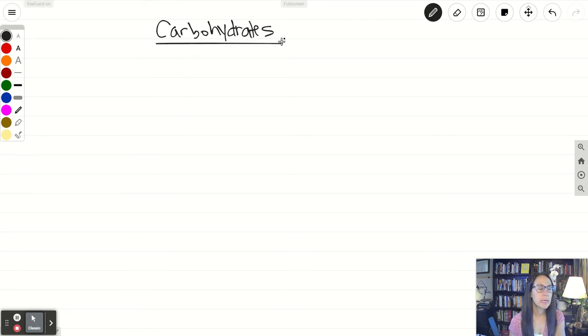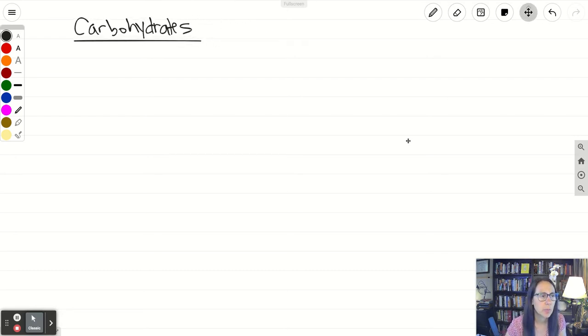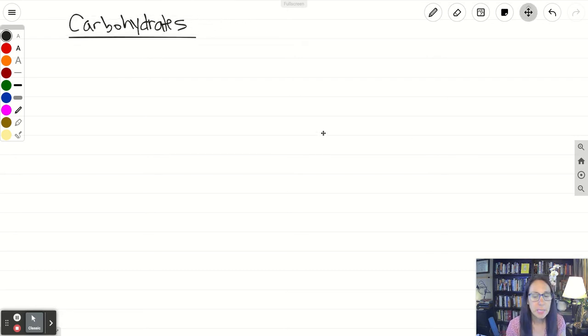Okay, so what do you think of when you think about carbohydrates? Most of the time, people think of bread or potatoes or French fries, things like that. When you go exercise, it's a good idea to load up on carbohydrates, and so it's called carb loading. And so that's what we're talking about.